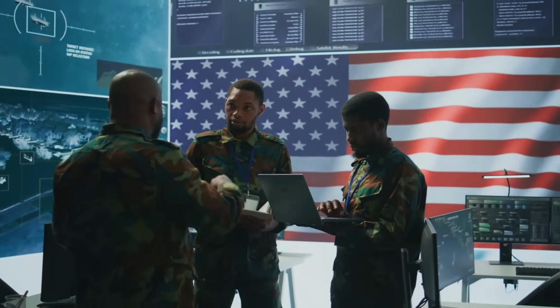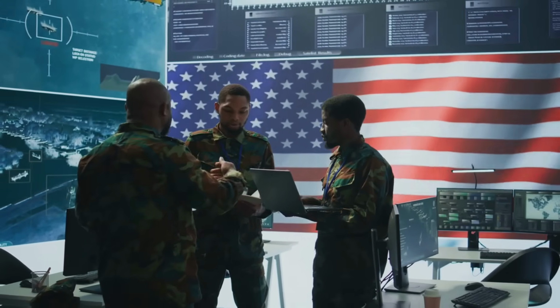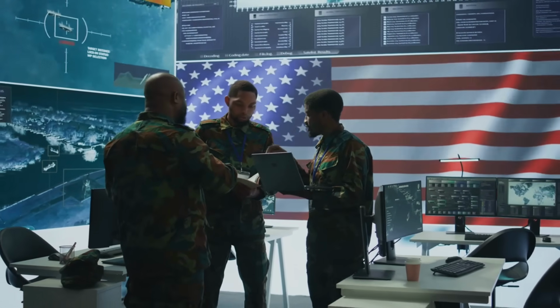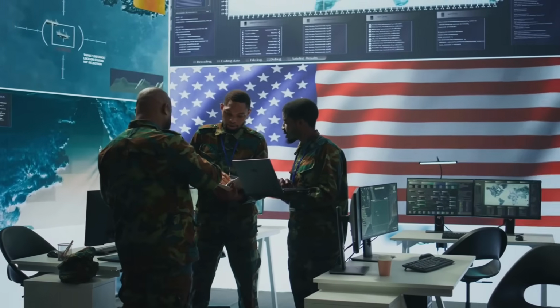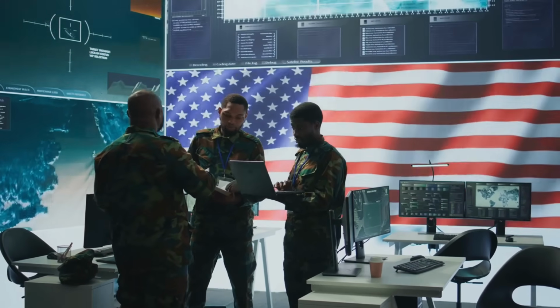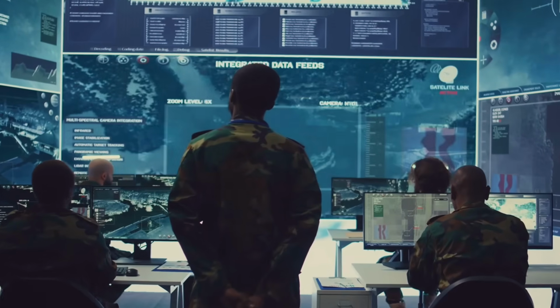Which countries have the most powerful militaries? The United States, Russia, and China are considered the most powerful militaries in the world. India, South Korea, and the United Kingdom also have strong militaries.